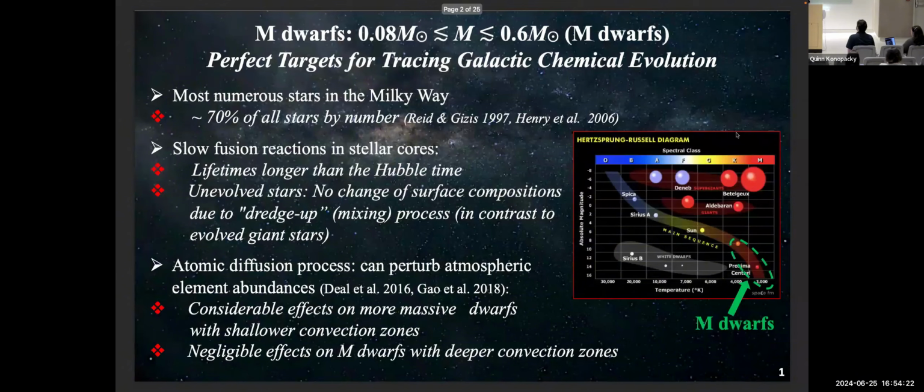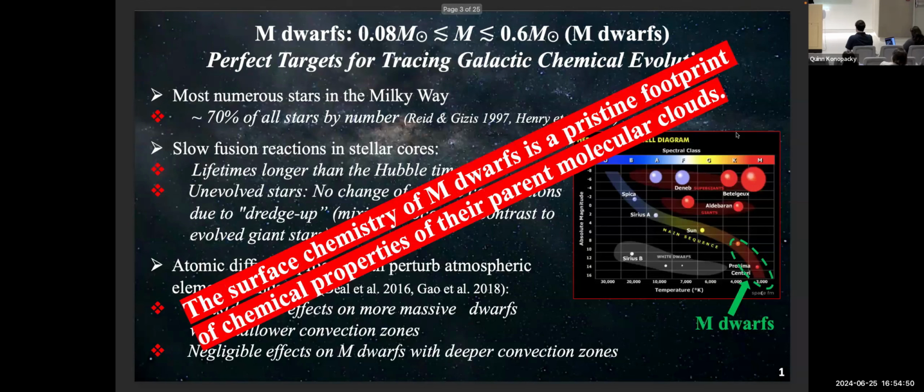You know that M dwarfs are the most abundant stars in the galaxy, and they have lifetimes longer than the age of the universe. Because they are not evolved, there is no change of surface abundances due to dredge-up processes. Also, atomic diffusion has a very negligible effect on these stars. As a result, the surface chemistry of M dwarfs is a pristine signature of the chemical properties of their original molecular cloud.